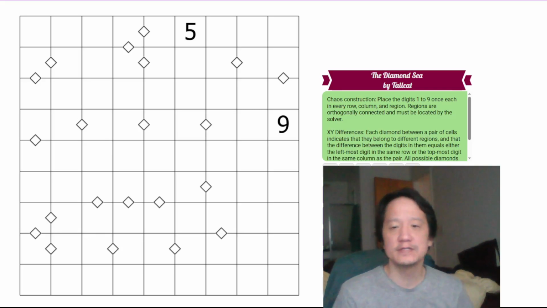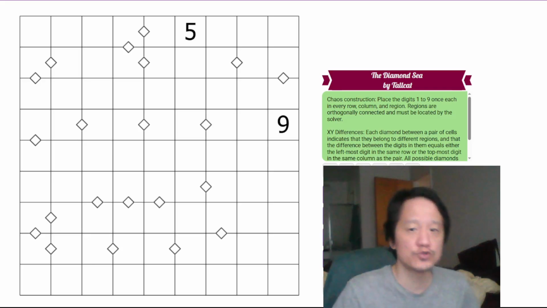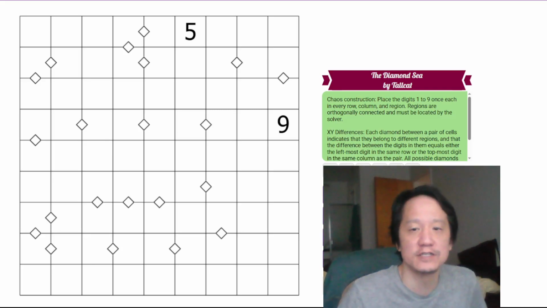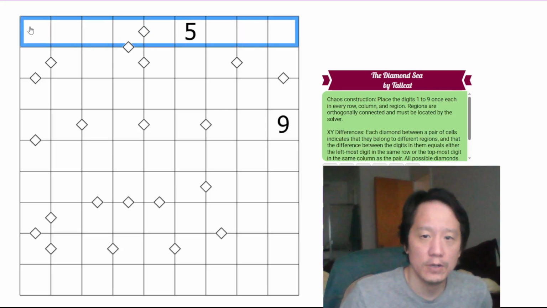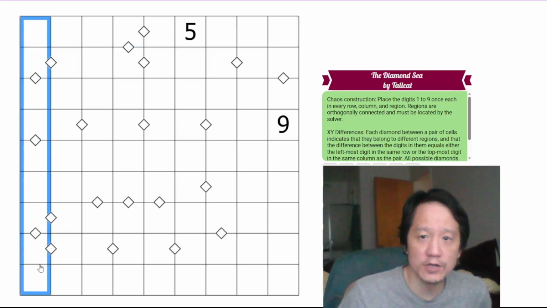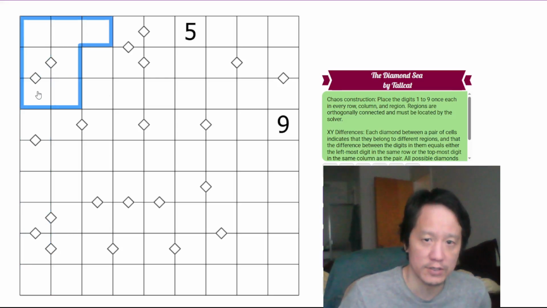Hello everyone, I'm Frank and welcome to Frank Puzzles, and this is today's hard level difficulty puzzle, and it's called the Diamond Sea by Tallcat. And here are the rules. We have chaos construction rules, which means place the digits 1 through 9 once each in every row, column, and region. And we don't have the regions yet because they must be constructed, hence the name chaos construction. Regions are orthogonally connected and must be located by the solver.